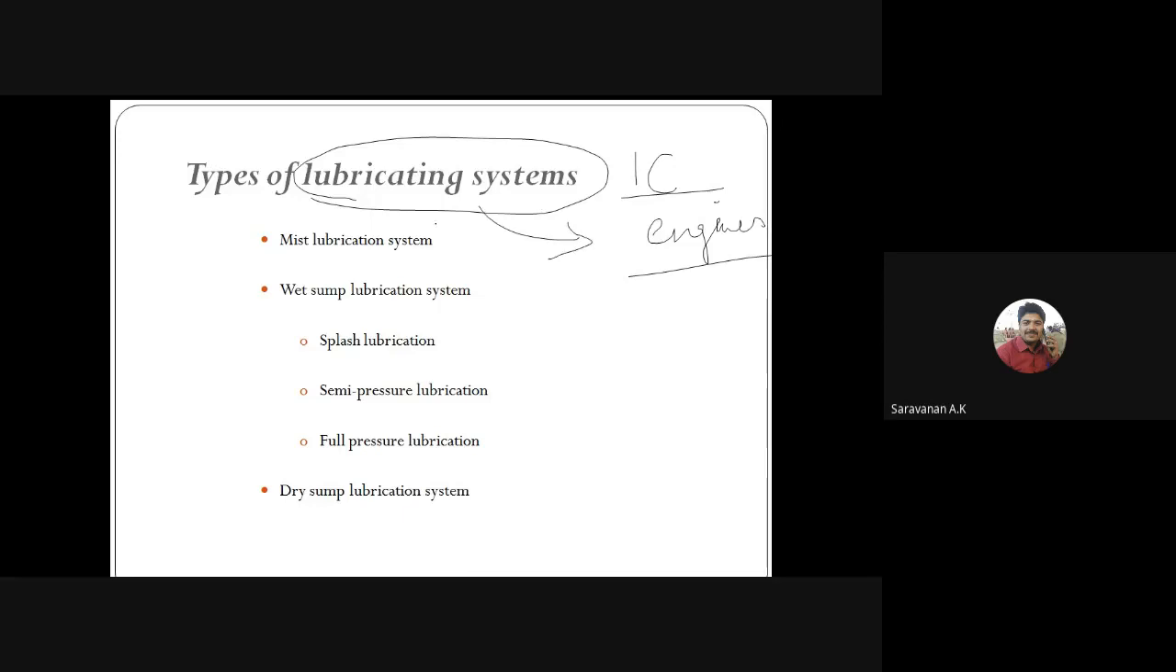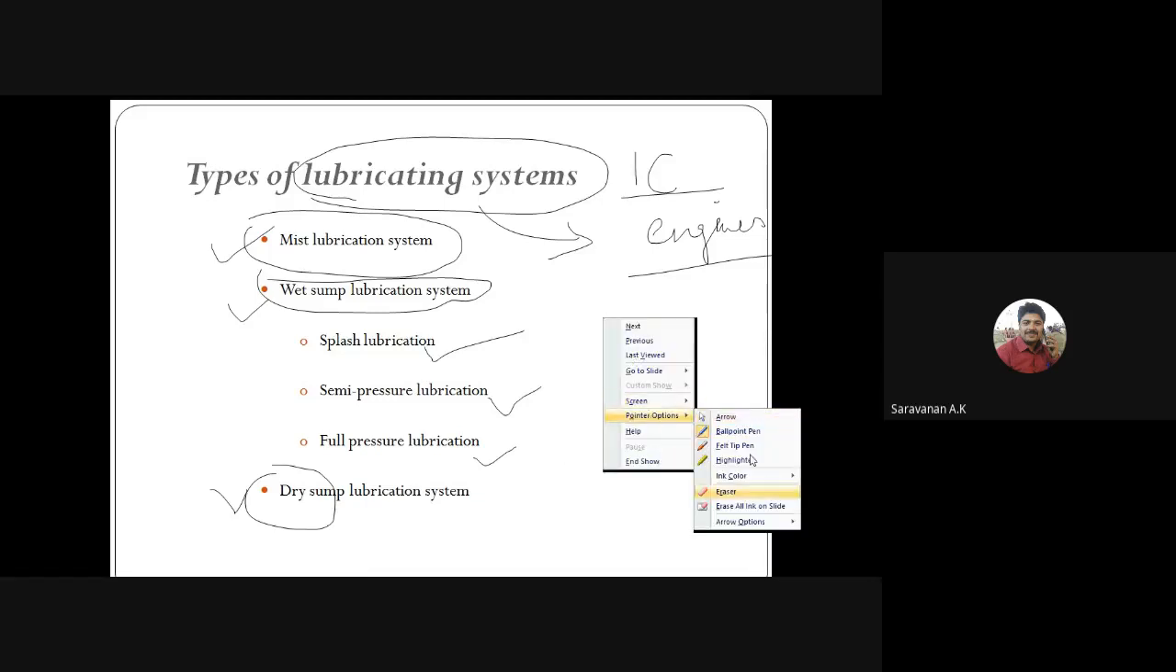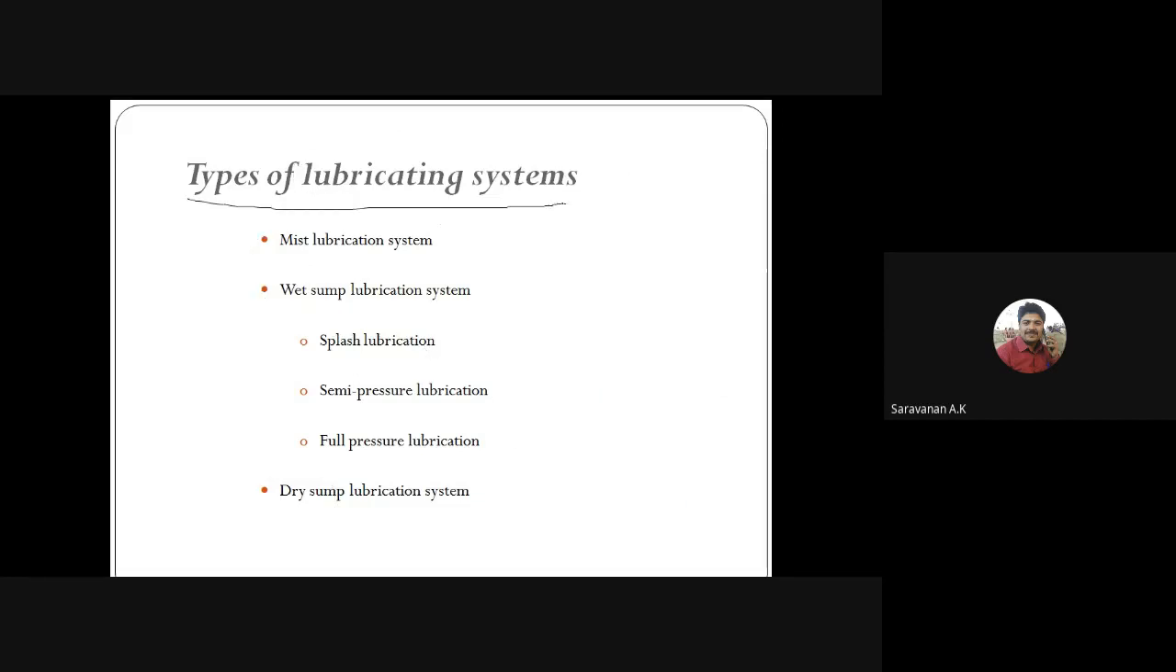The lubrication systems may be classified into three types. One is the mist lubrication system, and the others are the wet sump and the dry sump. In the wet sump lubrication system we have a sub-classification into three: splash, semi pressure and full pressure lubrication. It is an important question: what are the types of lubricating systems?